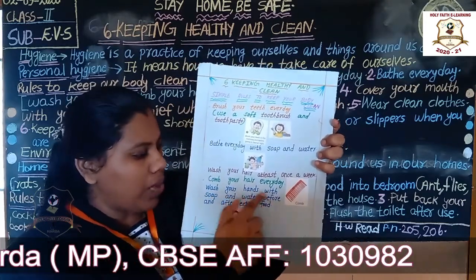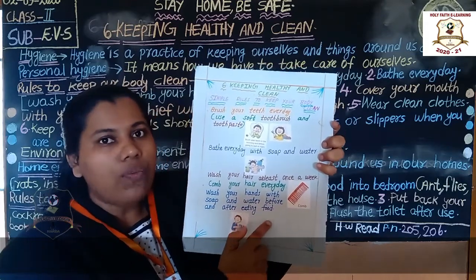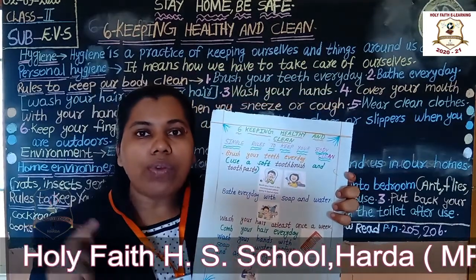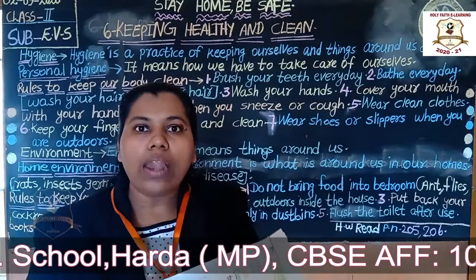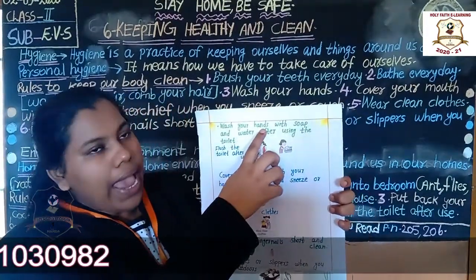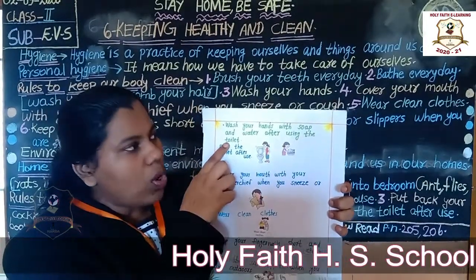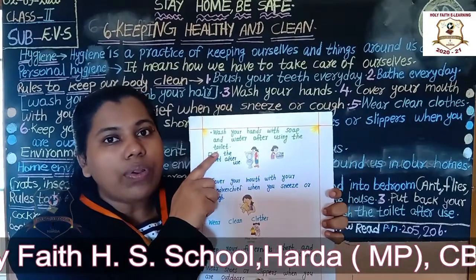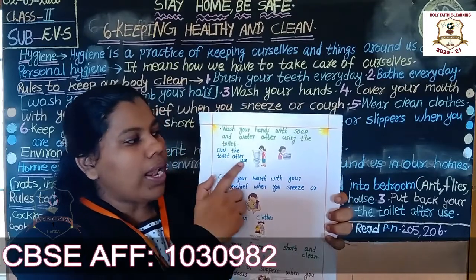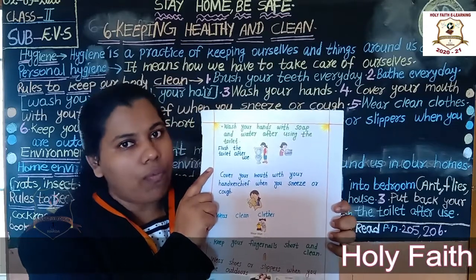Wash your hands with soap and water before and after eating food. Next, wash your hands with soap and water after using the toilet. Flush the toilet after use. After using the toilet, you have to flush the water.